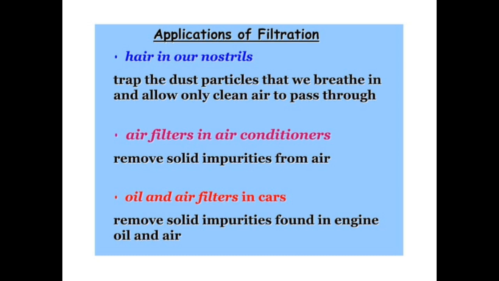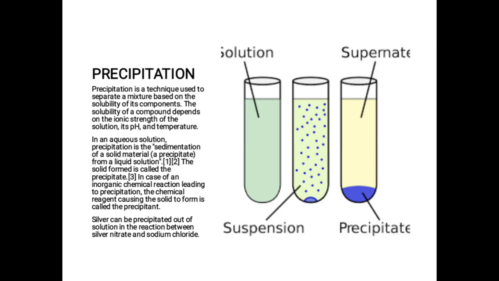The hairs in our nostrils are also used to filter dust, to trap the dust particles that we breathe in and allow the clean air to pass. So there are hairs in our nostrils, and their function is to trap the dust that we breathe and allow clean air to pass through. These are also applications of filtration. Filtration can also be used in the water treatment industry, like I've said, and of course in the chemical laboratory.